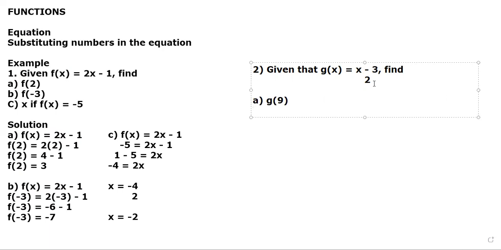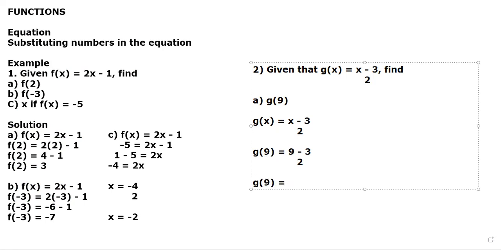So in finding g of 9, how do we do it? Of course, we write the same thing, g of x is equal to x minus 3 divided by 2. So where there's x, what are we putting? 9. That means g of x is equal to 9 minus 3. So it's g of 9 actually. So 9 minus 3, of course, that's a 6. So 6 divided by 2. That means g of 9 is equal to 3. That's number 1.